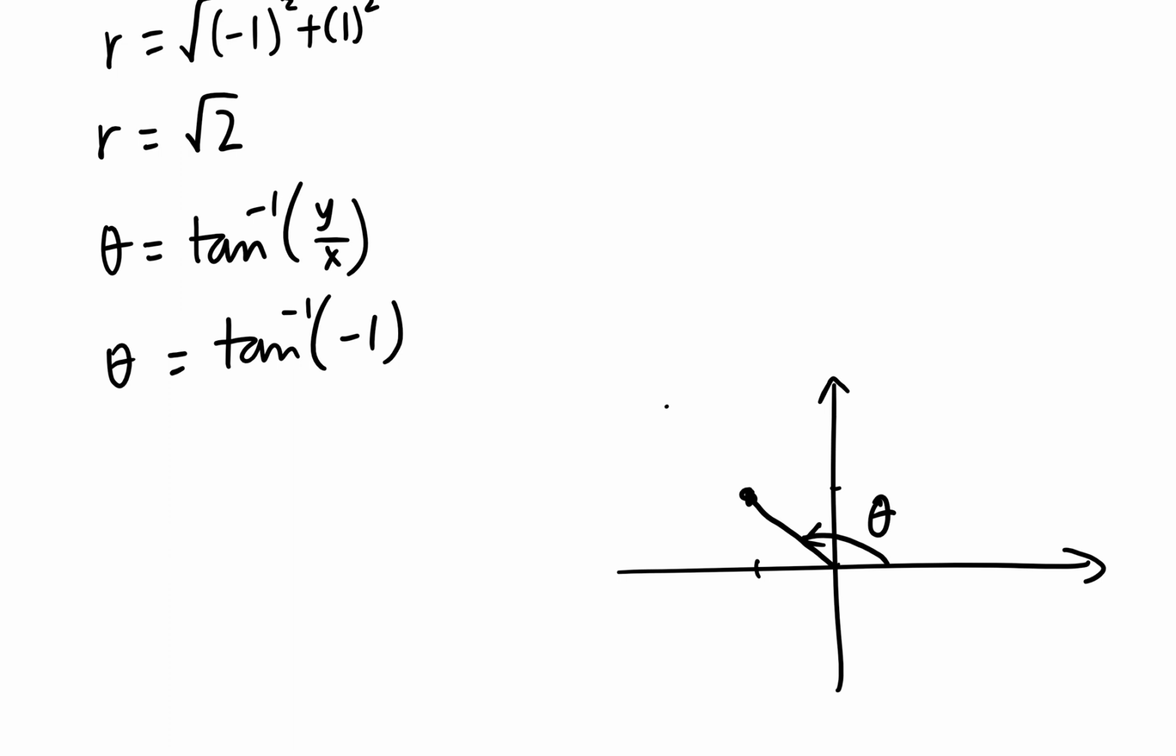Again, if you pretend there's no negative, like 45, that would be here. This is the pi over 4. So then the angle I'm looking for, theta, is going to be pi minus pi over 4. That gives me 3 pi over 4.